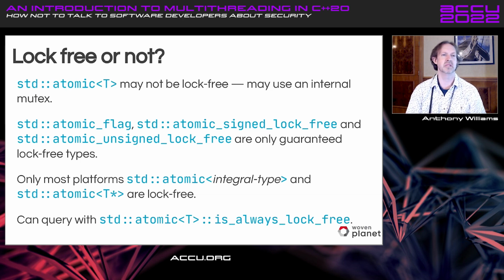But for any given type T, you can query if it is lock-free with atomic T's is_always_lock_free, which is a static constant Boolean. And if that turns out to be false, then you're probably better off using your own mutex than using the atomic of T. But you might decide that for portability's sake, I know that on most of my platforms it really is hardware instructions, and I can cope with using the implementation mutex on the ones where it isn't.